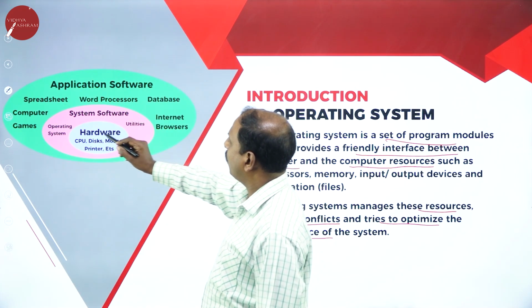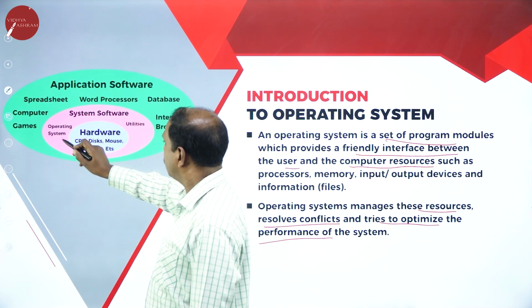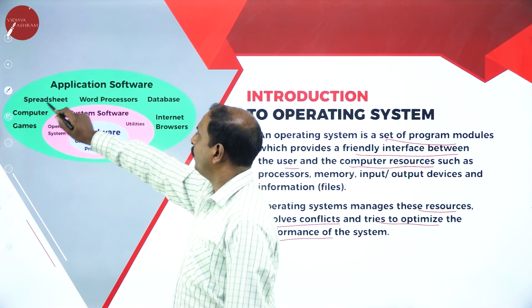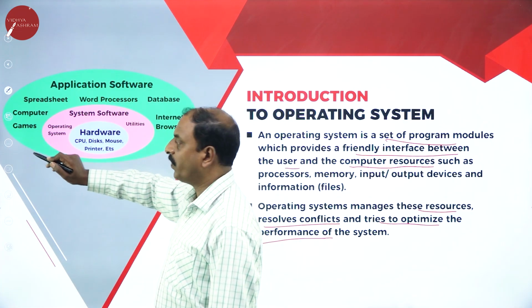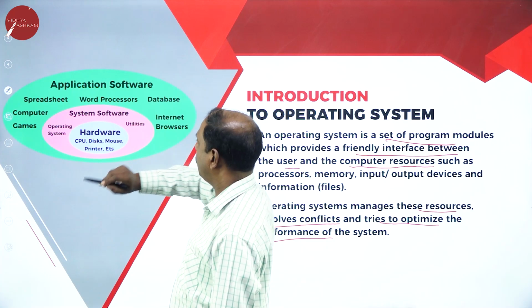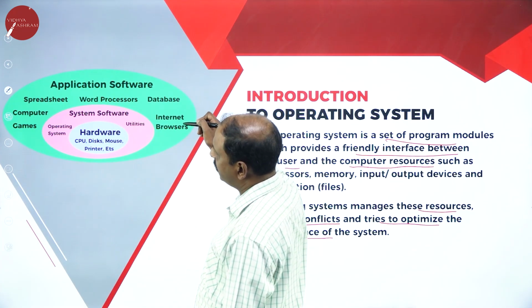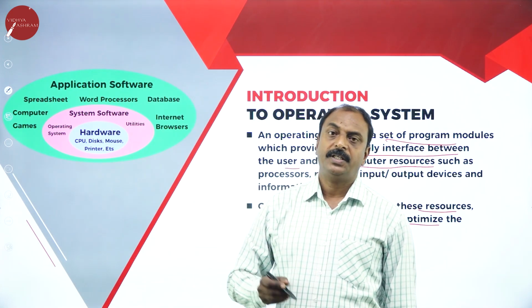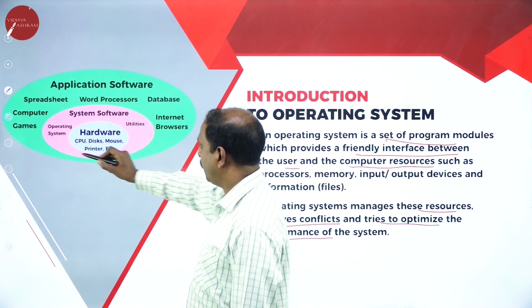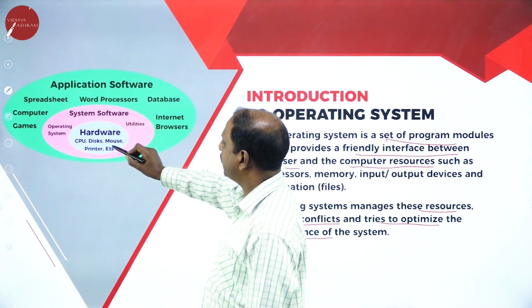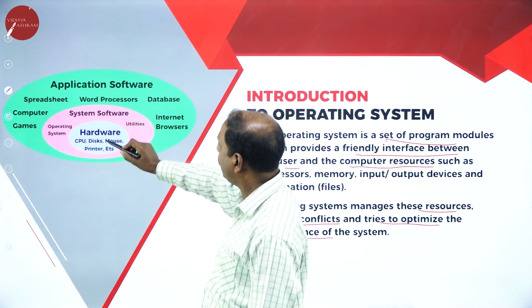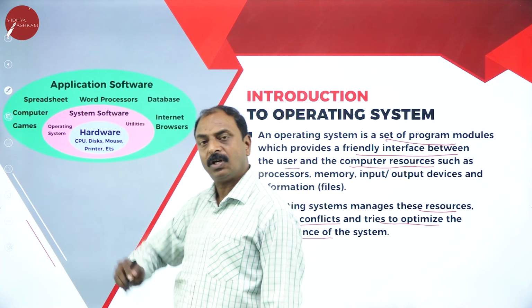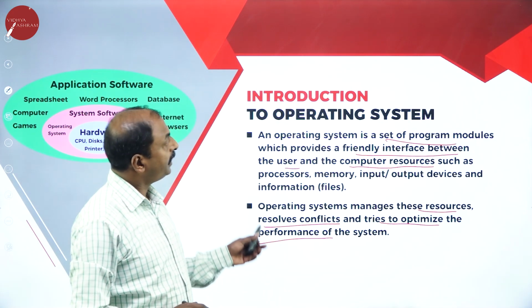Here the operating system comes under system software. It is a platform, or a base, for all application software. Examples of application software are spreadsheets, word processors, databases, browsers, and all gaming software. So the system software here is the operating system, and inside we have the computer system. This is the hardware and this is the application software, which are nothing but the user and the software. So this is the operating system.